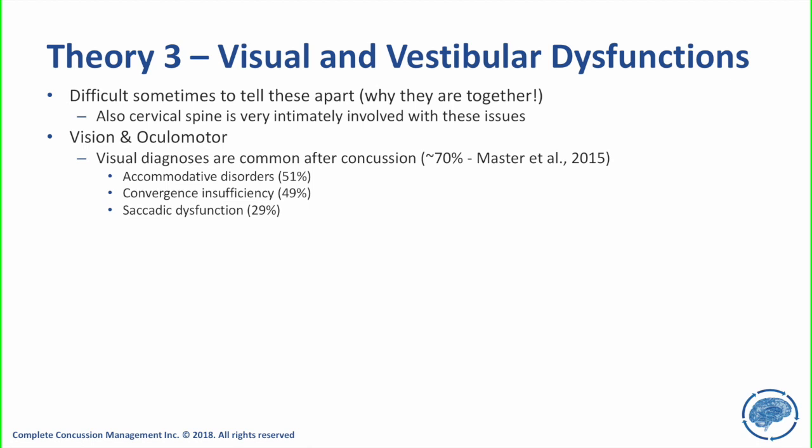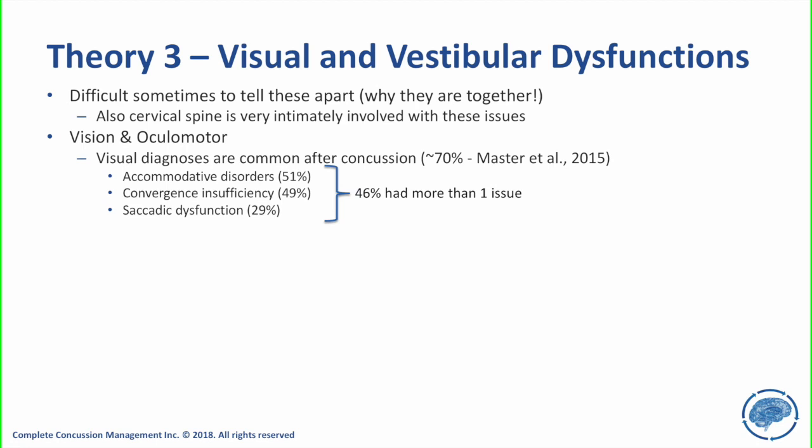Visual diagnoses have been found to be quite common after concussion. Christina Master does a lot of work in this area, and they found that about 70% of patients involved in their studies have visual problems following concussion. 51% are accommodative disorders, 49% have convergence dysfunctions, and 29% have saccadic dysfunctions, but really a lot of them have more than one overlapping issue.